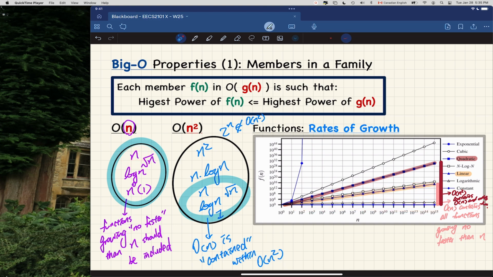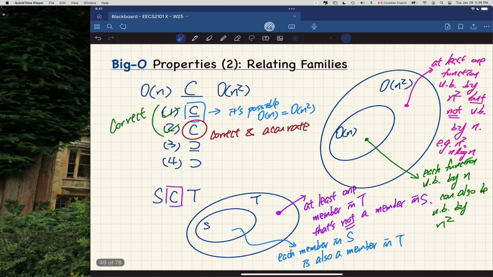You can also try to link the observation here to the diagram here. And it's also very normal for a family to contain another family, right? So you can see big O of n squared will contain all the functions that belong to big O of n, right? That's also something we said. And the next one we talk about is how to relate different families, right? So the proper subset should be the way to go.